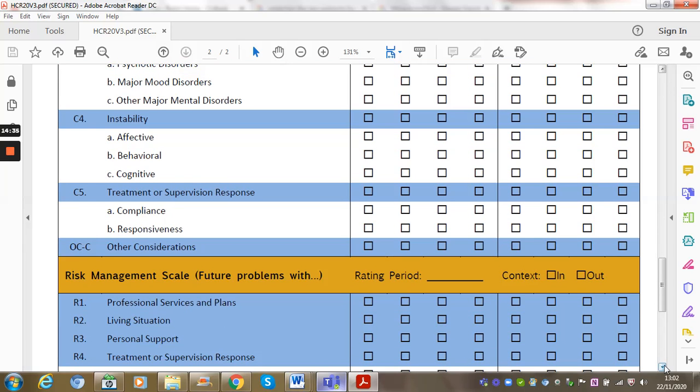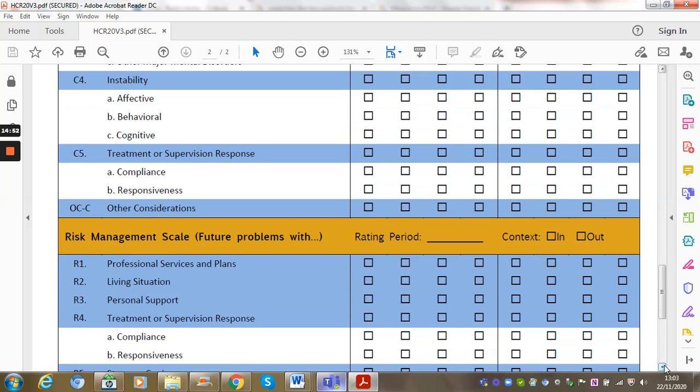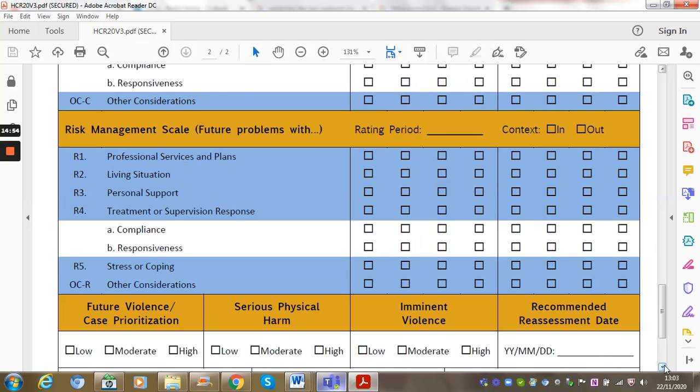And again, OC-C, other considerations, much as earlier, did other stuff happen in prison that you feel is important and worth highlighting that doesn't fit in any of the other boxes that you've been ticking off so far? And again, that's something you might want to give particular focus on in your presentation. Key issues, if they happened at all, that you think are worth noting and linking into a bit of psychological theory.